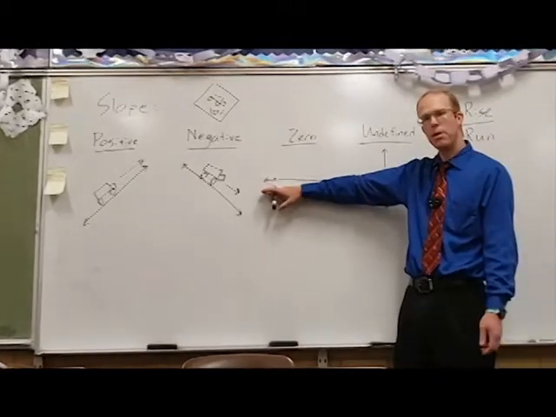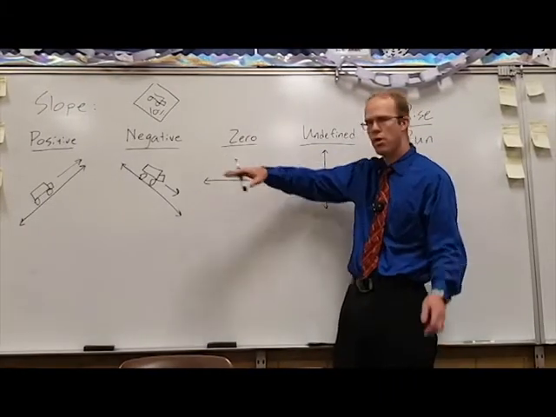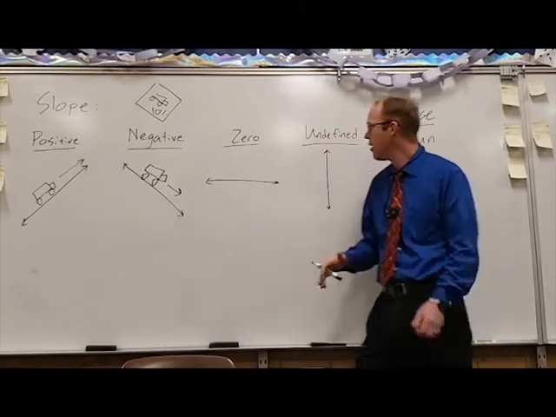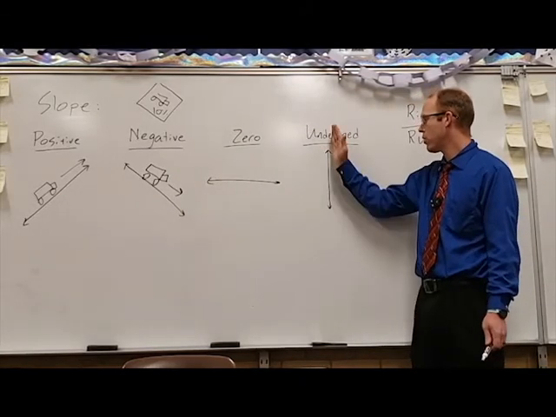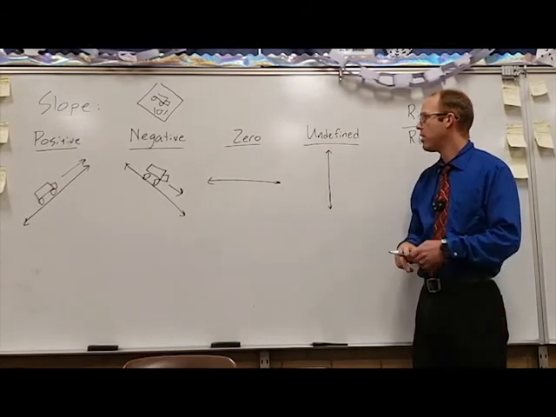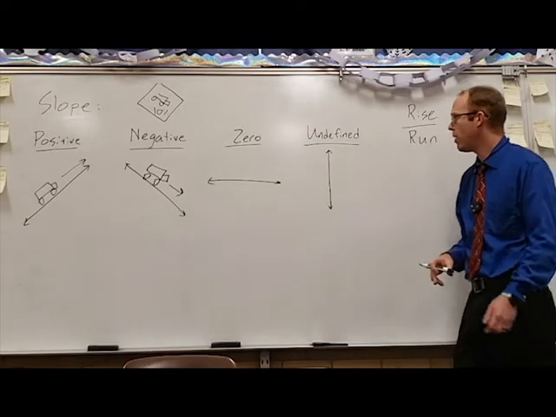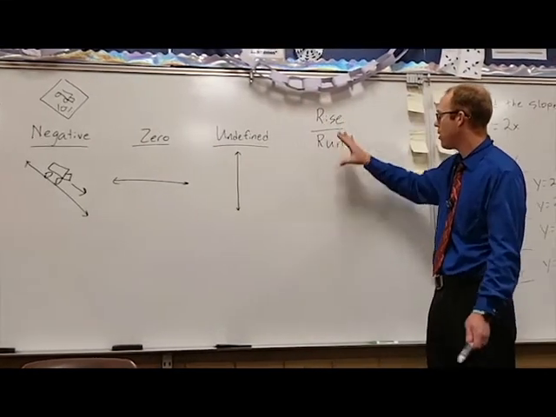If something is completely horizontal, it has zero slope. It's not going up, it's not going down. And if something is vertical, straight up and down, we see that it's undefined. We'll see that when we end up doing our rise and our run right here.